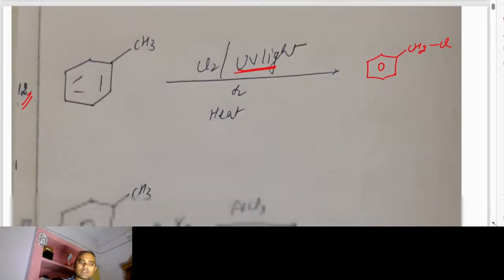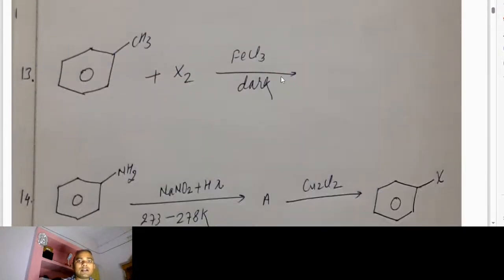Okay, next one, student. Here you see, dark is there. Dark means electrophilic substitution reaction it will give. So here FeCl3 is there, the catalyst. So it will give the electrophilic substitution reaction, and two products are possible, student. Here CH3 will be as it is, and here it will be Cl. Since nothing is specified for Cl, you can also write X.